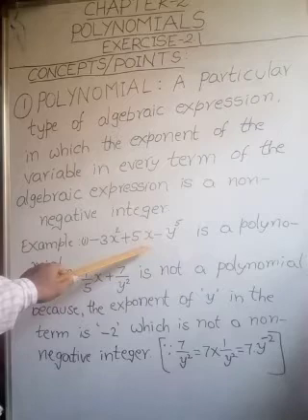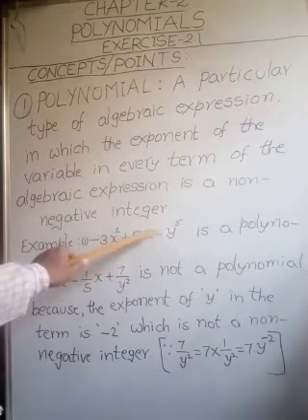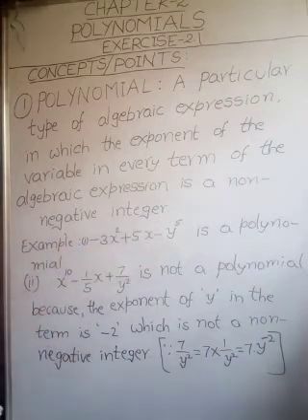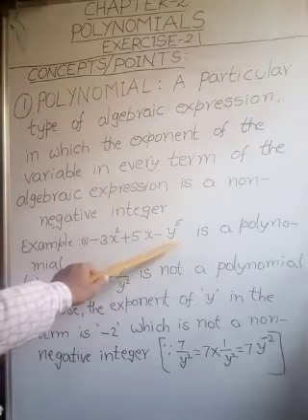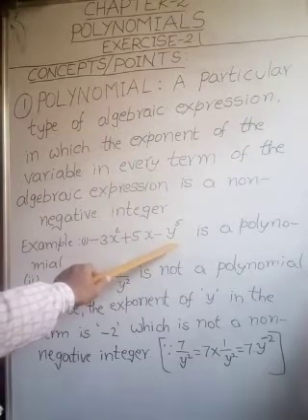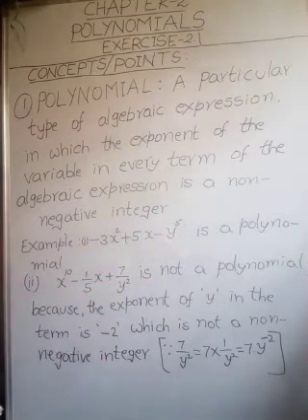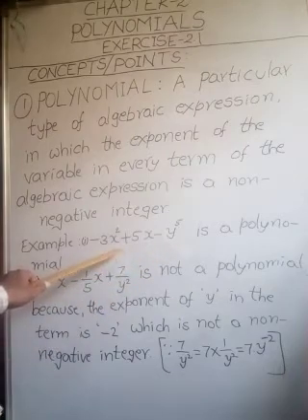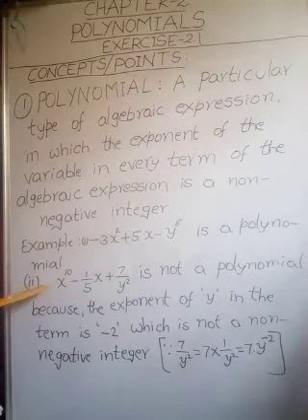Now come to the second term. What is the variable? X. What is the exponent of the variable x here? 1. It is also a non-negative integer. Now come to the third term. What is the variable here? Y. What is the exponent of y? 5. It is also a non-negative integer. Therefore, this algebraic expression is said to be a polynomial. Is it clear, my dear children? Right. Now let us take another example.